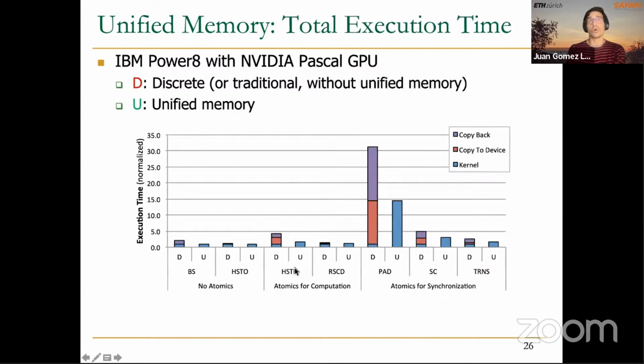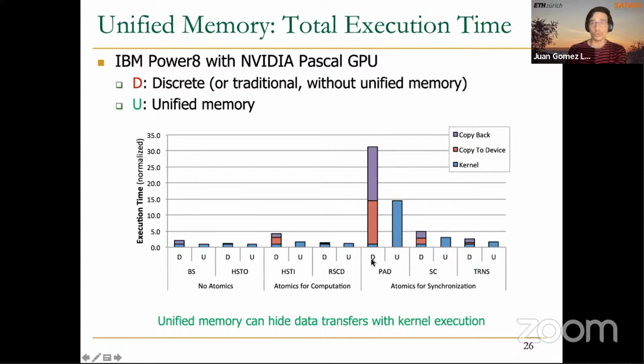But if we look at the whole picture and not only consider the kernel execution time, but also consider the data movement, the copy from the CPU to the GPU memory, that would be this red fraction of the bar, and from the GPU memory to the CPU memory, which could be this purple fraction of the bar, we see that there is significant overall performance improvement that can be achieved. Because here, for example, in this unified version of the pad or padding benchmark, the execution of the kernel is hiding the data transfers.